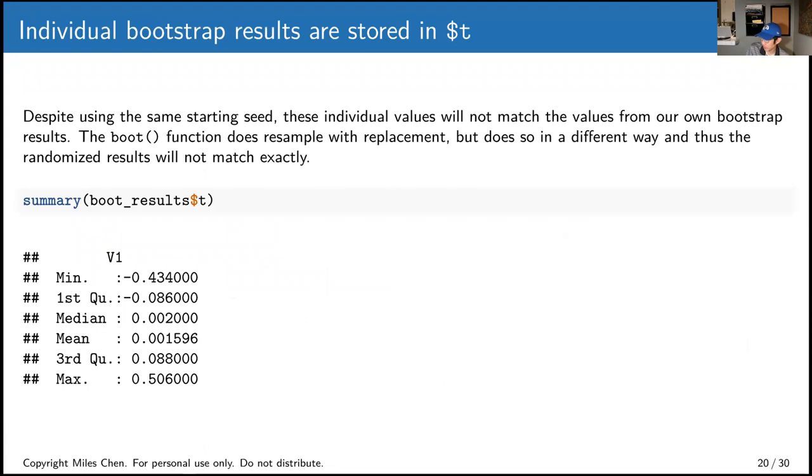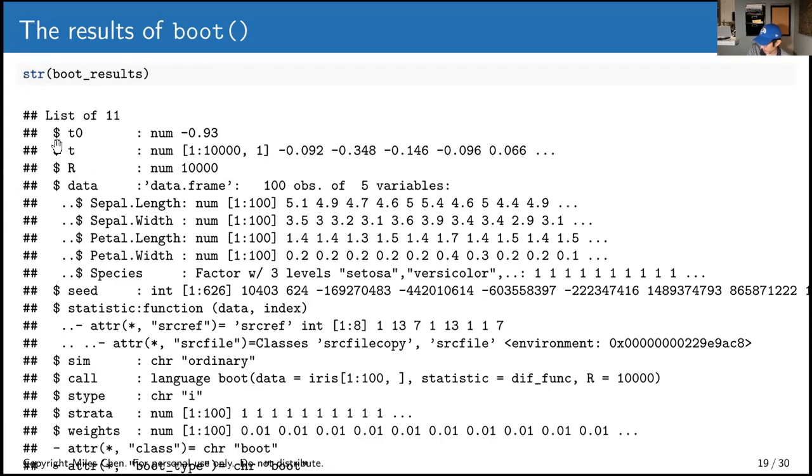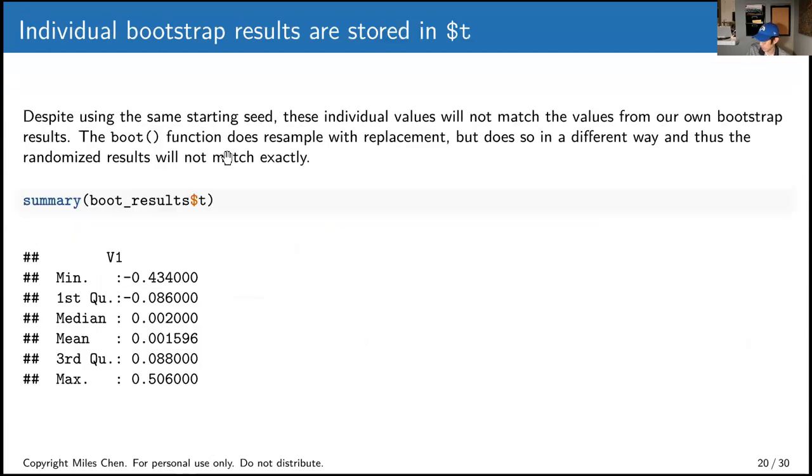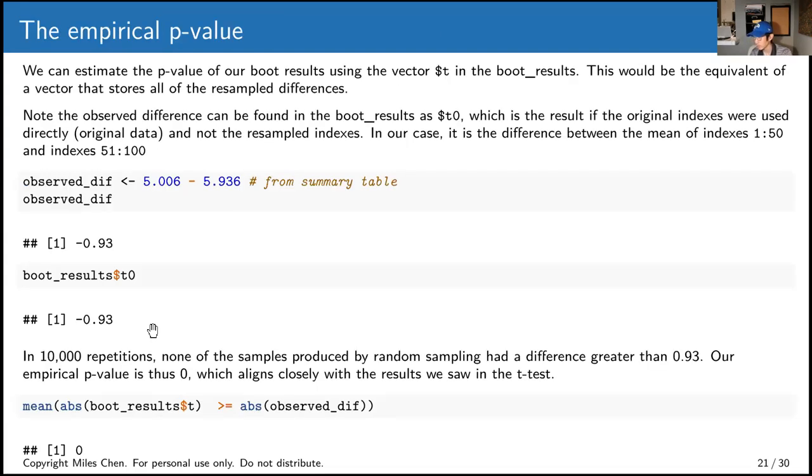The individual bootstrap results are stored in this portion, $T. So we did 10,000 results, and it's going to store all of those differences that it calculated for the 10,000 different results. It resamples with replacement, but the values are going to be kind of different from our own manual results, just because it is subject to randomness and the way it resamples values is a little bit different. So the largest difference that it observed after 10,000 repetitions was 0.506, with a minimum difference of negative 0.434, which puts it in the same vicinity as ours, but not exactly the same. We get means and medians right around zero as expected.